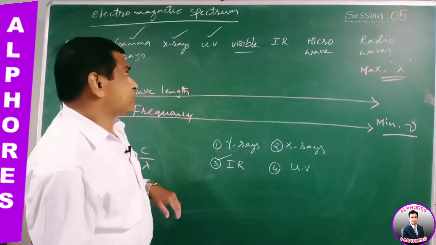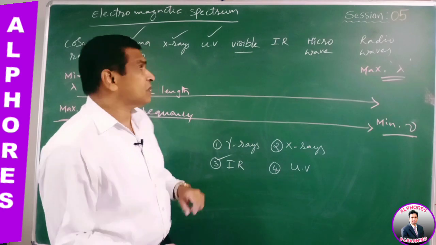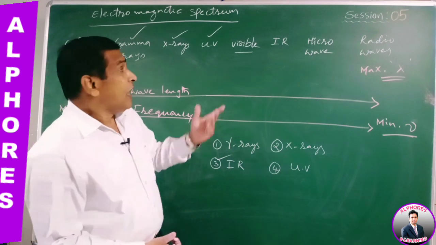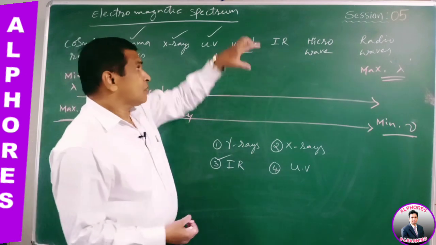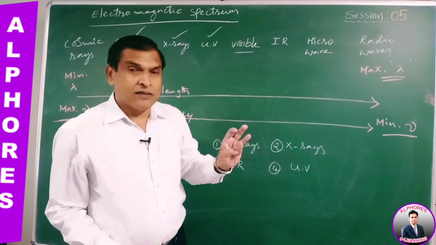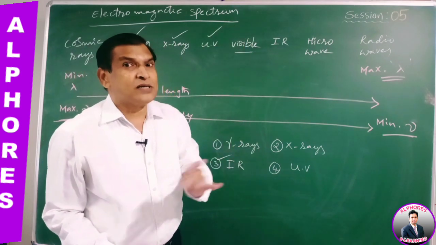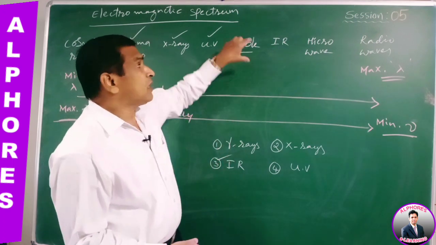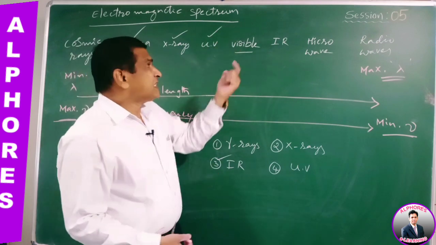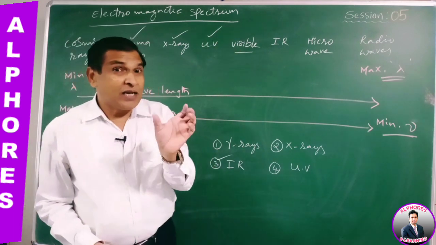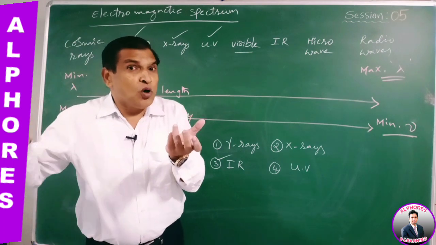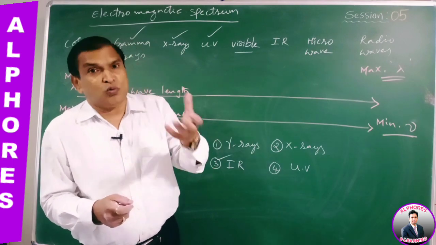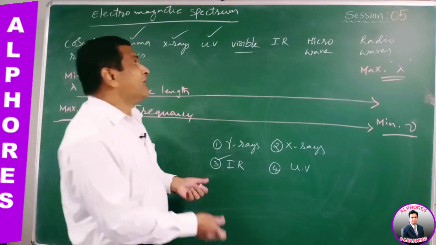Next, the source of visible light. Visible light is produced from the sun, stars and incandescent solids. Incandescent solids means solids which glow on heating. An example for this is the electrical bulb filament. On switching on the light, the solid filament heats up and glows, so it can produce visible light.